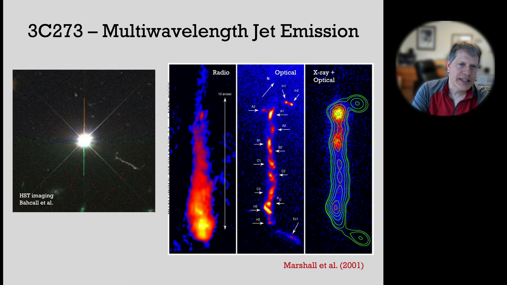So here is Hubble Space Telescope imaging of 3C273. And that is the jet coming out of 3C273 there. And here are images of the jet in the radio, in the optical, and in this case, the X-ray with optical overlay. And you can see there's a remarkable morphology to the jet here. And again, the jet is well constrained at all the different wavelengths, giving us insights into the different emission processes operating in the extended jet.